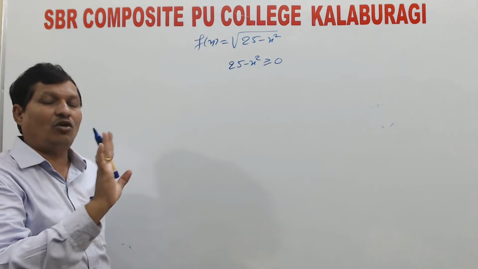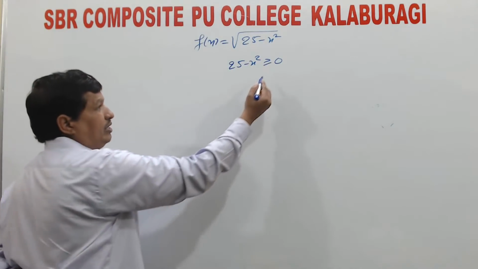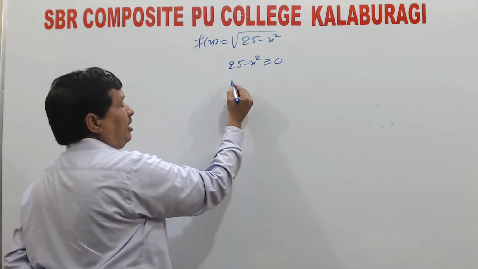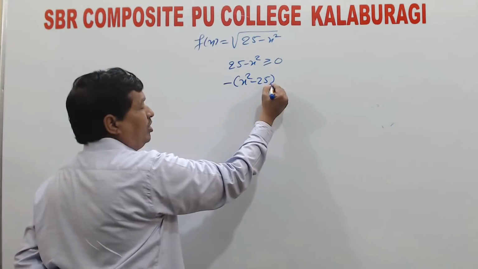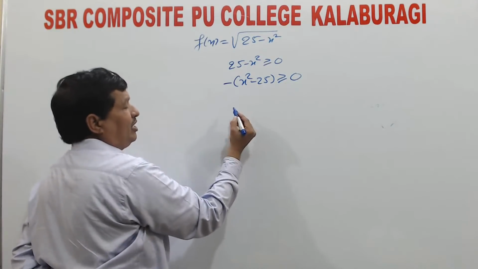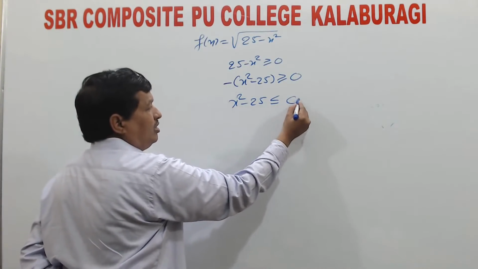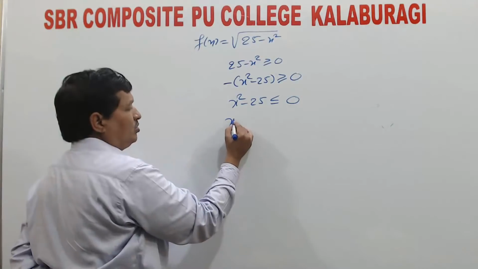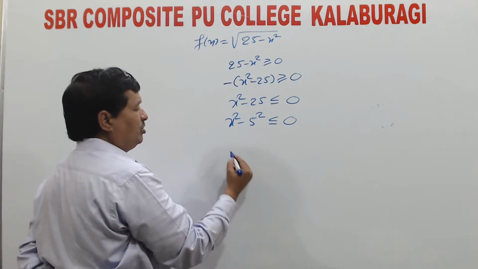Therefore, a complex number is not present in the codomain. Therefore, it should be greater than or equal to 0. Okay. Again, minus of x square minus 25 greater than or equal to 0. Multiplying with a negative sign, x square minus 25 less than or equal to 0. So, x square minus 5 square is less than or equal to 0.